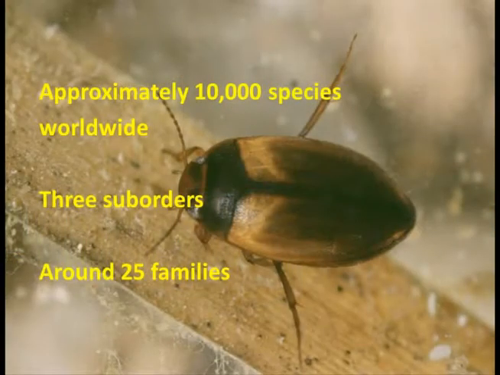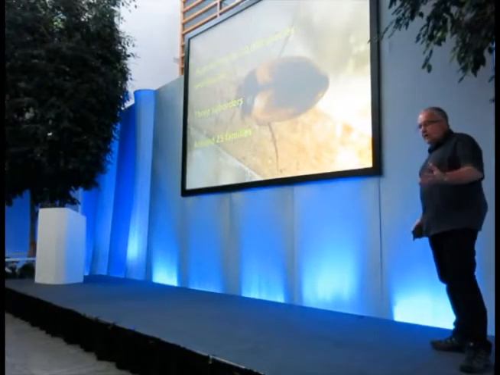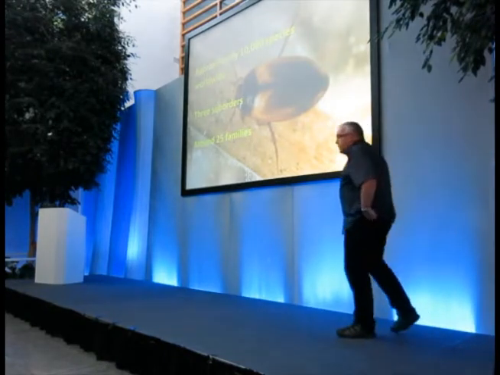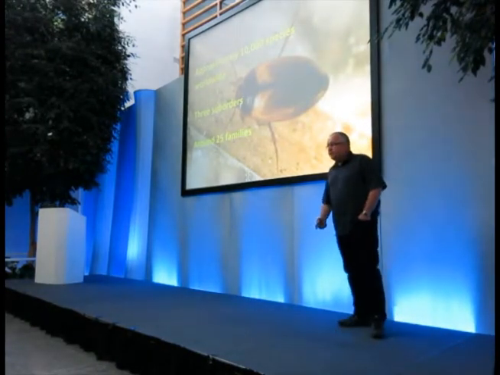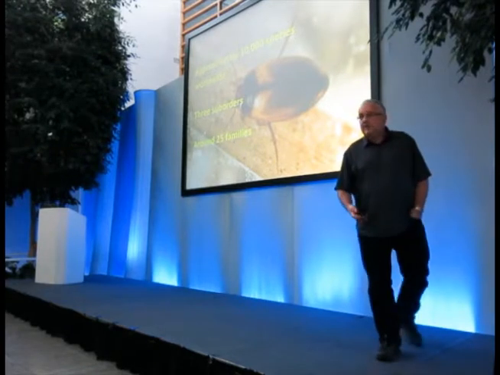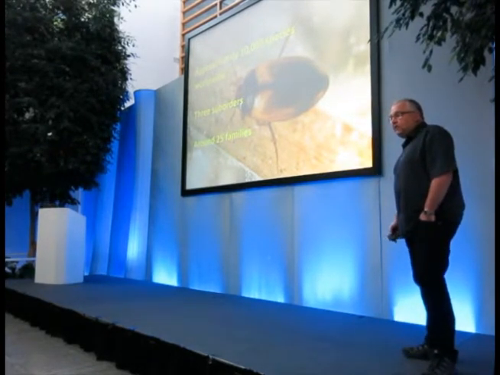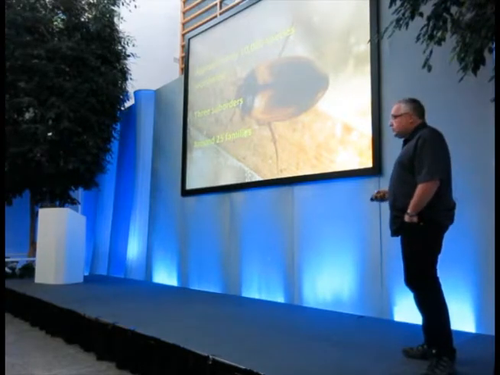So if we think about water beetles in general, we reckon there's about 10,000 species of beetle which can be considered to rely on water in at least one part of their life cycle, if we think about this globally. And these are distributed across 3 of the 4 suborders of beetles in around 25 families. I say around 25 families because it really depends on which particular view of beetle classification you hold.